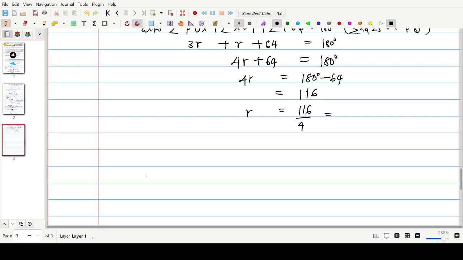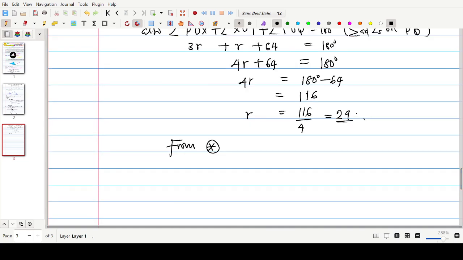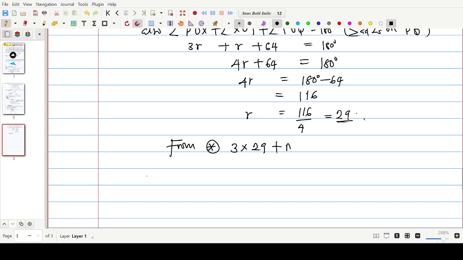4 into 11, that will give us 2. We're left with 2 remaining 3. The 4 into 36 will give us 9. So this is the answer. All right, this is the answer. So now let's go to equation star. From equation star, we have the result as, instead of 3x now, we'll be putting 3 times 29, right? Plus n equals to 180 degrees.